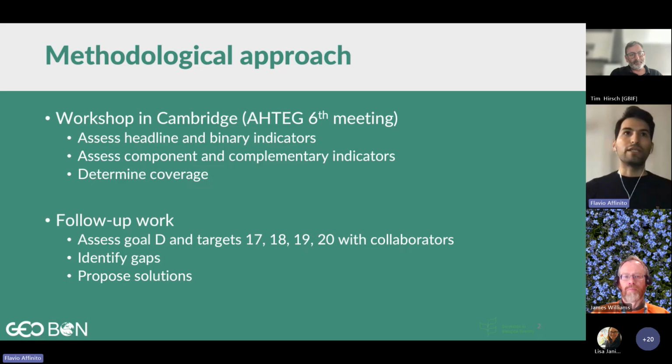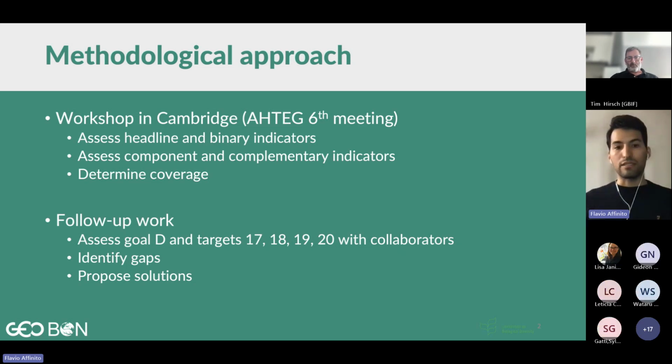So the next step of what we did with the elements that were identified by the RTEG was that during the workshop in Cambridge, the 6th and final meeting of the RTEG, we had a session where all members were asked to work together in groups on specific targets and goals, and to assess with each of these elements whether there were the headline and binary indicators that were able to track progress to each of them and how they track progress to each of them.